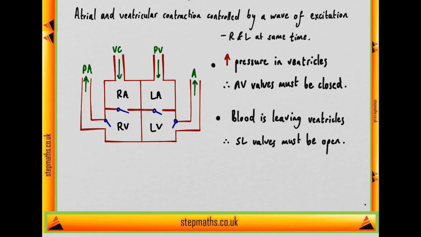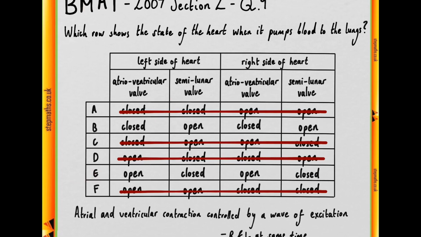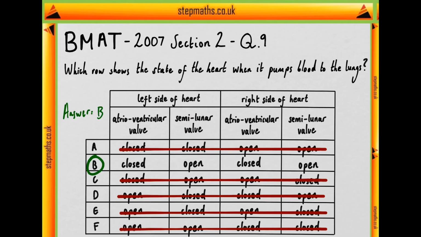So we can move on to our semilunar valves. Since blood is leaving the ventricles into our pulmonary artery, our semilunar valves on both sides must be open to allow blood to flow through. So we have our answer, which is that the AV valves must be closed and the semilunar valves must be open, and that eliminates option E and leaves us with our answer, option B. AV valves closed, semilunar valves open in both cases, and our answer is going to be option B.